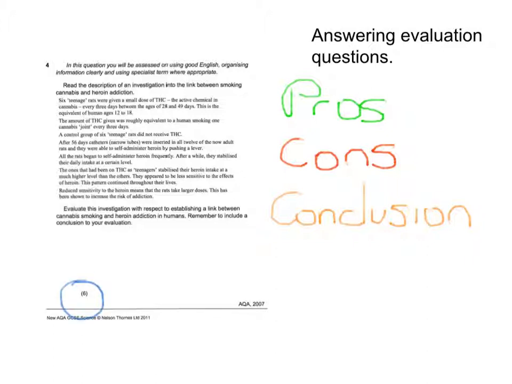So the marks will be divided equally between the pros, the cons, and the conclusion. So to gain full marks, you should expect to give 2 pros or advantages of the study, 2 disadvantages, and justify your conclusion. Let's now go on and look at the advantages of this experiment.